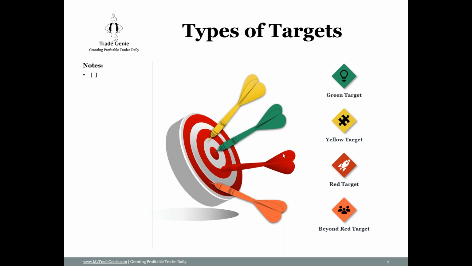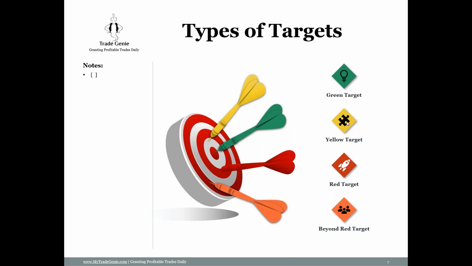Before I explain conditional orders, if you remember, there is the green target, yellow target, and red target. Green is the first target, yellow is the second target, red is the third target. As the target goes from green to red, the probability decreases because of the distance from the current price. If the current price is 100, the target is 103 for green, 105 for yellow, and let's say 110 for red. The distance is more. The longer the distance, the harder it is to predict accuracy.